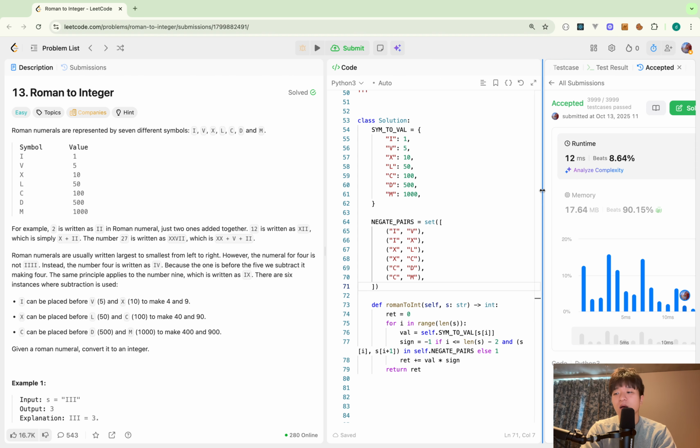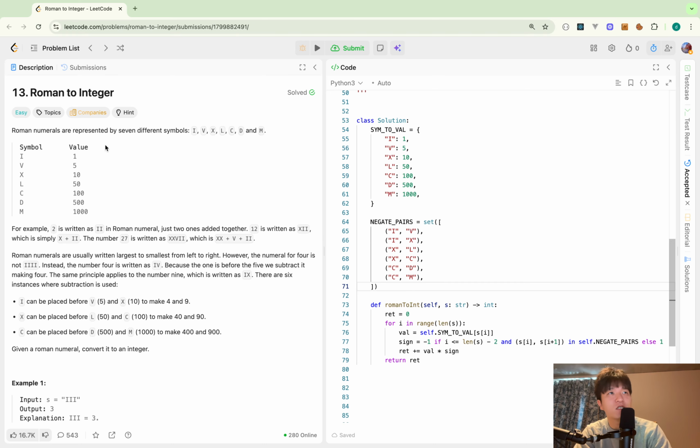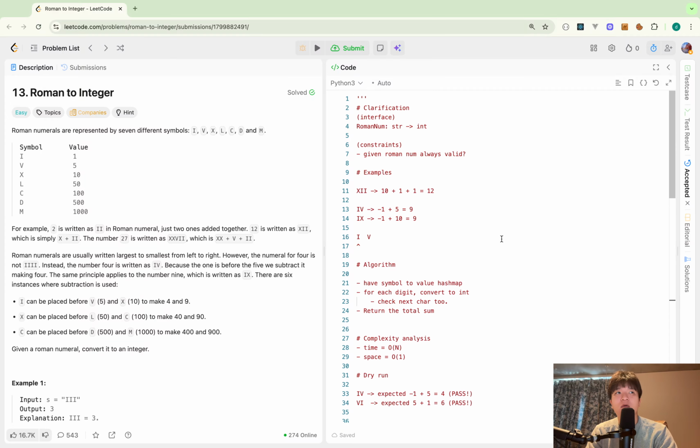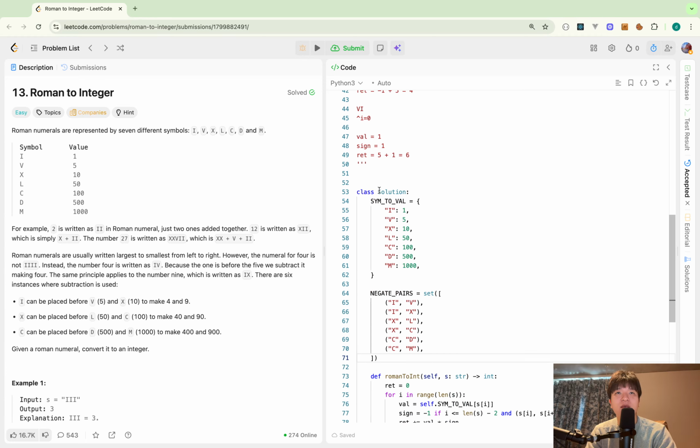Great, accepted. Okay, so let me quickly wrap up. So today I solved the question, Roman to Integer. In this question, I'm given a Roman numeral string, which is composed of symbols, and I map it into the integer number represented and return it. So what I did was quite simple. I created a symbol to value hash map, and for the given Roman number, I map each digit into the number and return the sum of them.